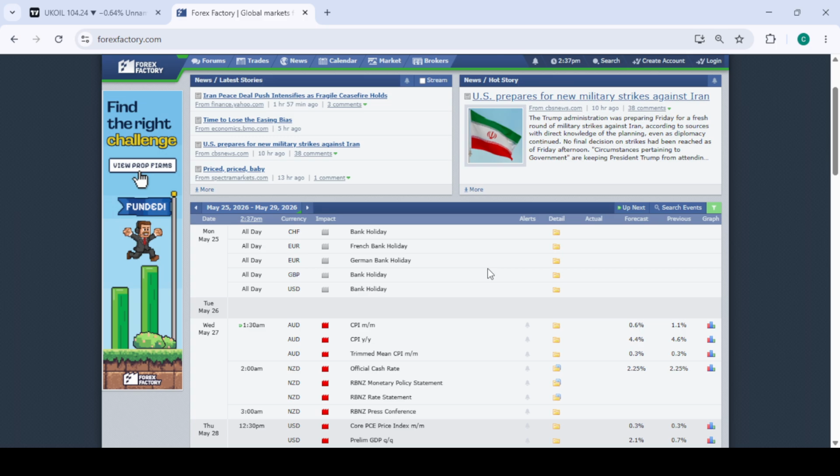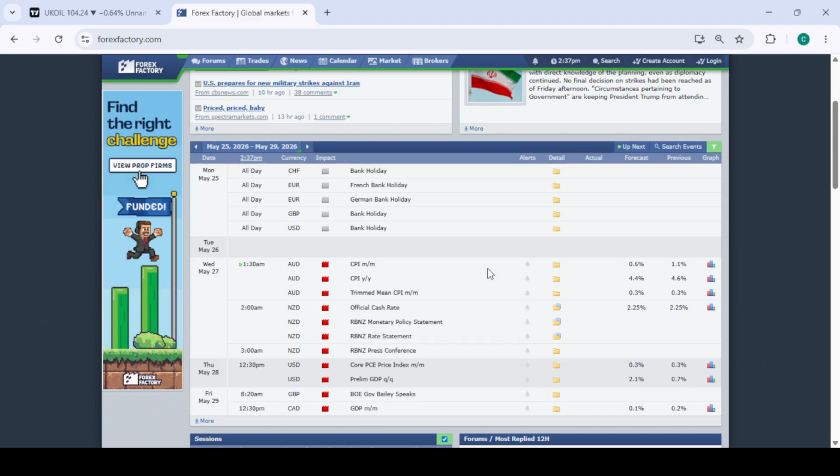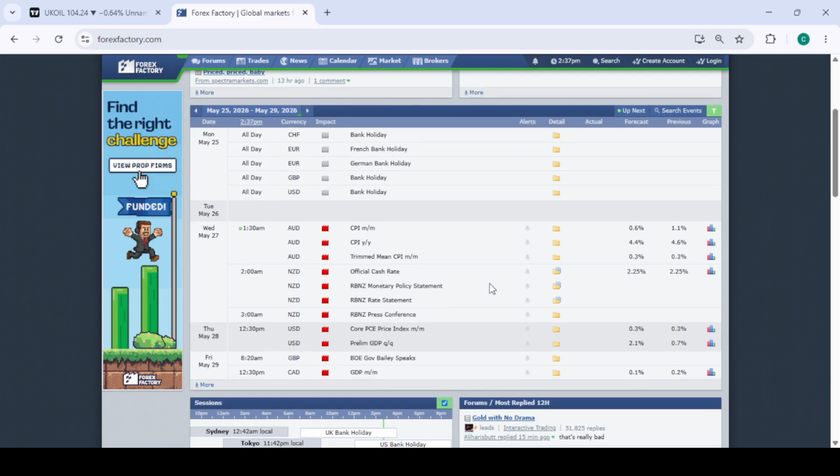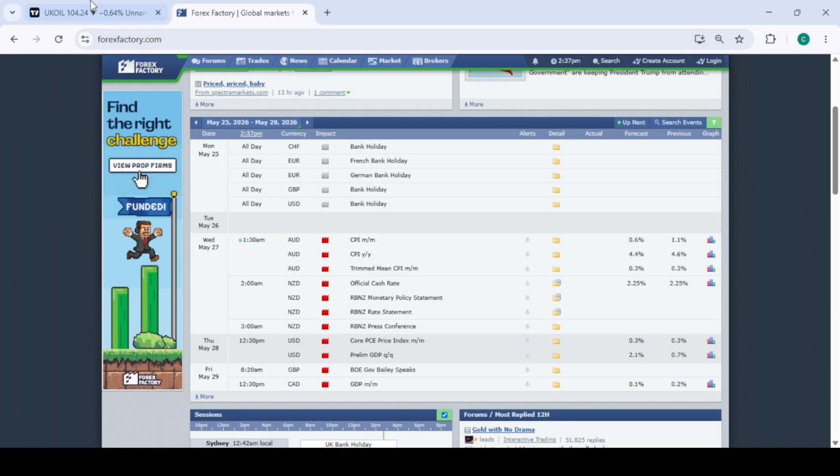On Wednesday, we have AUD CPI. We also have the NZD official cash rate, which is very high impact news. So if you're holding any NZD pair, you have to take caution around the time this news is released. We also have the core PCE price index on Thursday for the USD, and on Friday we're going to have the Bank of England governor speak, and then we're also going to have CAD CHF on Friday. So let's see what we have for the coming week.